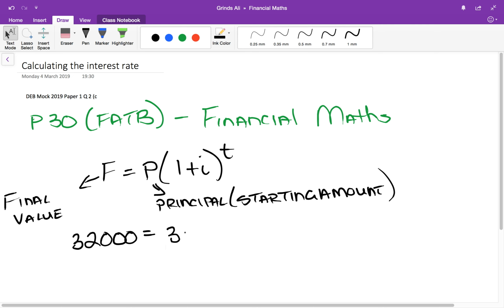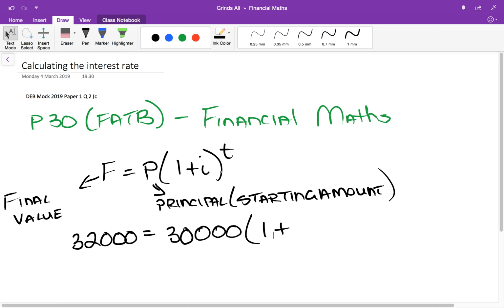Okay. So if it's the same initial investment as the first one, how much are we talking about? 30,000. Exactly. A sum of 30,000 was invested, and they're saying here the same initial investment. Are you happy with that? Yeah. So that P, that starting amount, goes back to 30,000. Okay. 1 plus i. What does the i stand for?